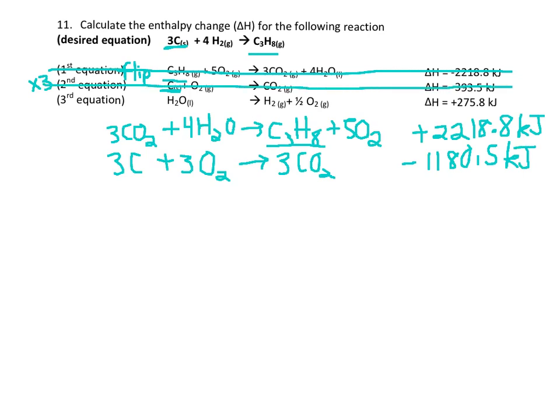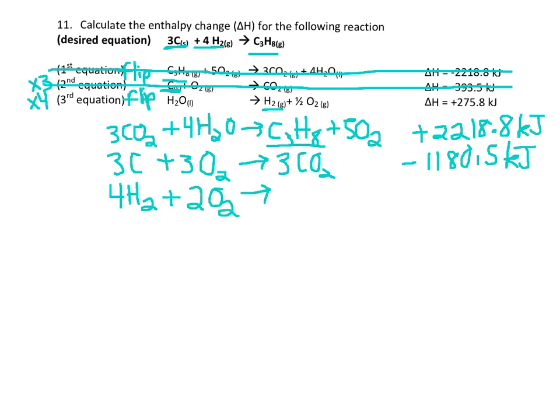The last thing I need to look for is my 4 hydrogens. I see 1 hydrogen in my third equation, but it's on the wrong side and there's only 1 of it. So your third equation, you're going to have to multiply by 4 and flip it. Very exciting stuff here. So I have 1 hydrogen on the right. It now becomes 4 hydrogens on the left. I have a half of oxygen. A half times 4 becomes 2.